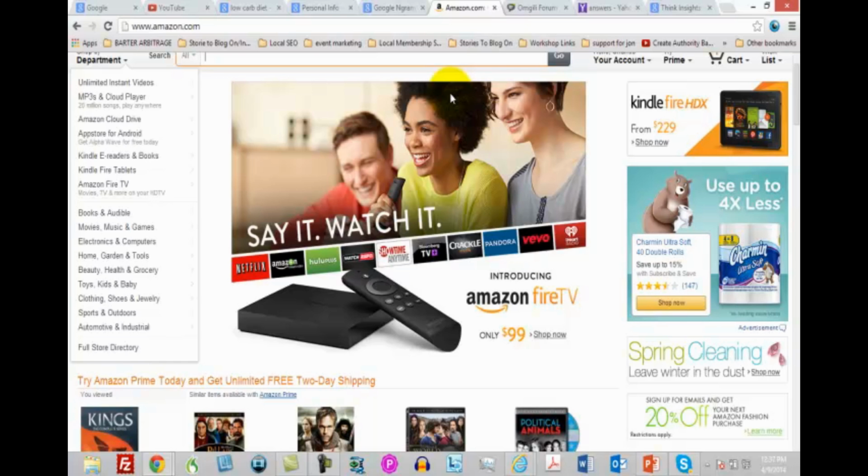Amazon is probably the biggest online retailer in the world. You do want to find out what it is that people are buying and what it is people are doing when they're at Amazon.